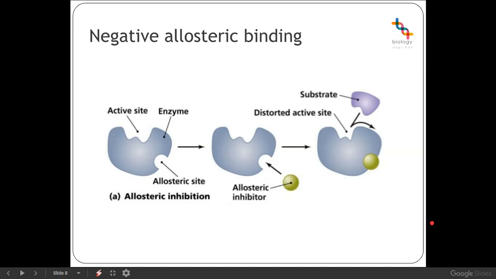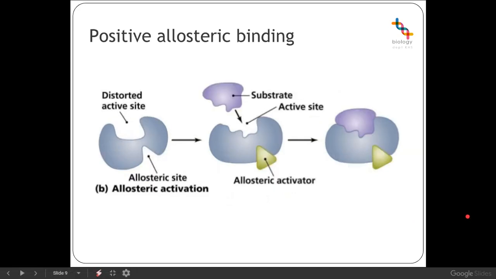So we also have the converse, which is positive allosteric binding. So that's where you've got an allosteric activator. Essentially, the modulator is acting in a positive fashion. It's converting a distorted active site into the correct shape in order for it to bind its substrate. So binding onto here is affecting the R groups, which are affecting the folding of the protein, which is affecting the overall shape, and then giving us the opportunity for that enzyme to bind its substrate.